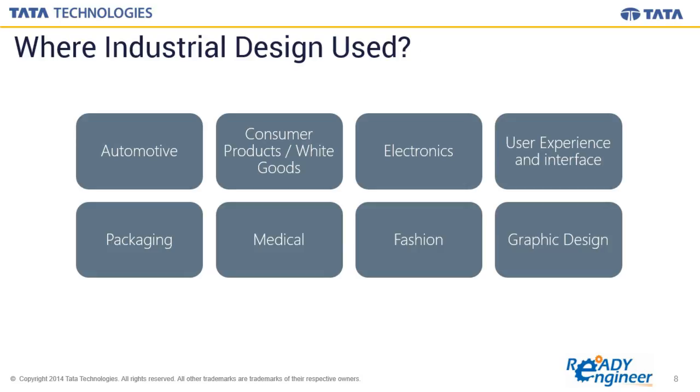You can make a product sell like anything with small changes in the packaging itself. Industrial design is very much used in the medical industry also, because there the doctor to patient and the patient to doctor interaction is very much required, and industrial design helps in connecting them very effectively. The fashion industry is another area where industrial design is heavily used, and graphic design is definitely another area where industrial design is used.